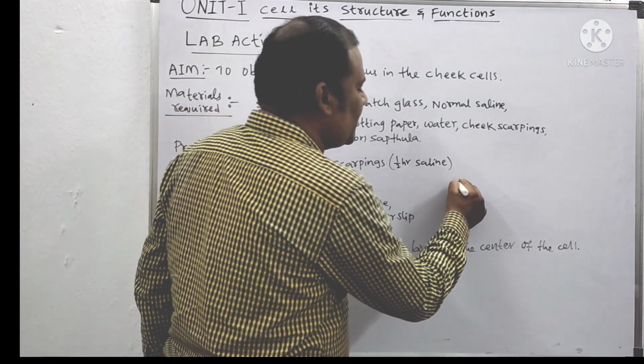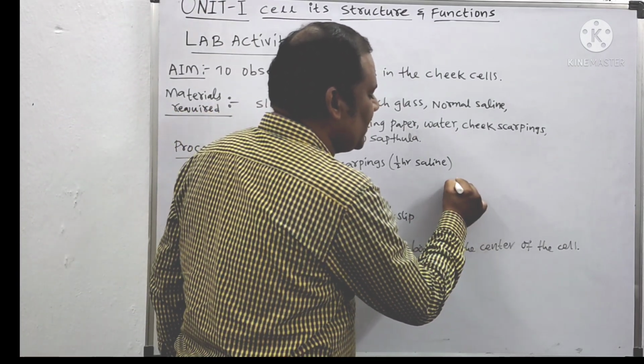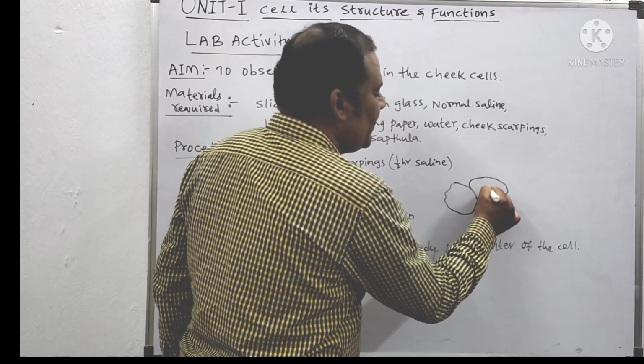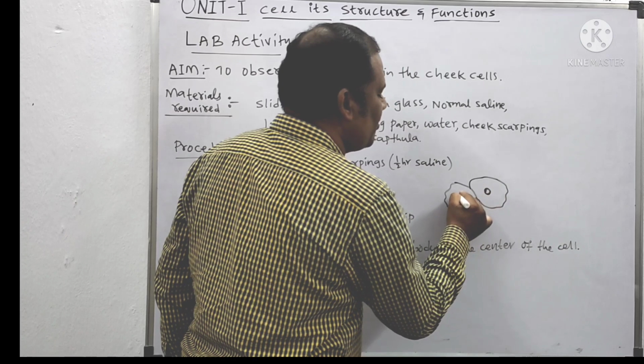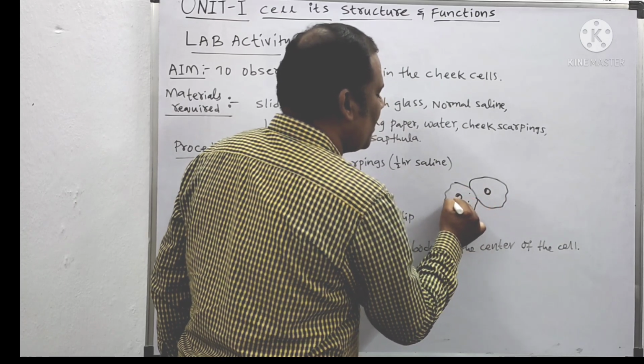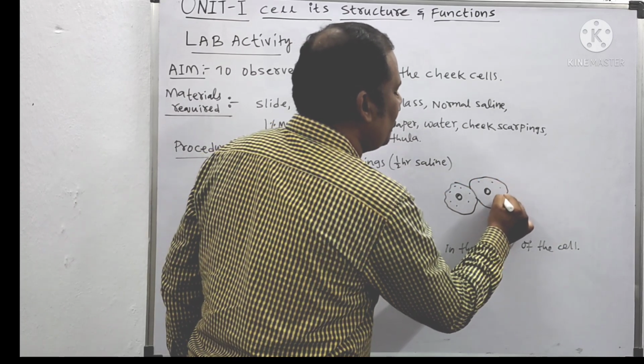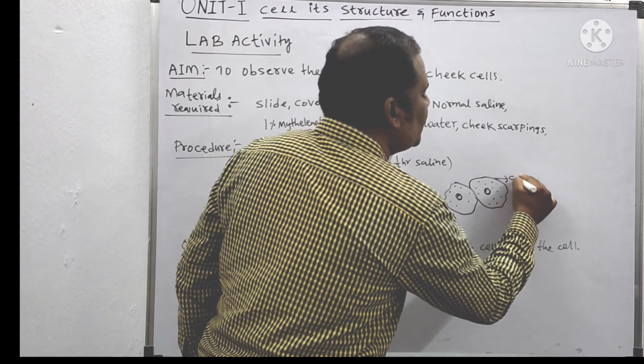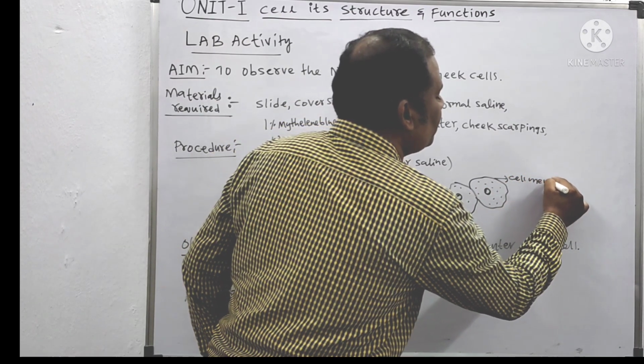How will the nucleus be observed? See, for example, these are cheek cells. Centrally we can see this nucleus. And this dotted like structure is called cytoplasm. So this is called the cell membrane.